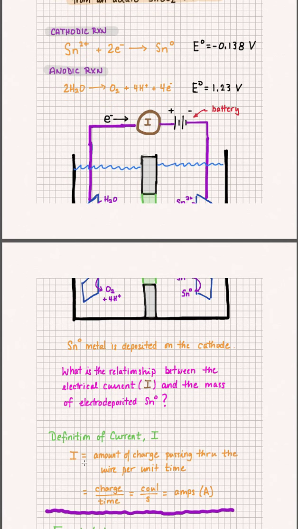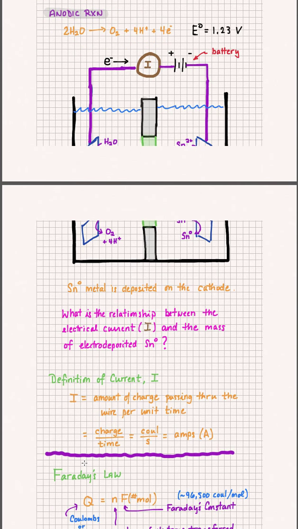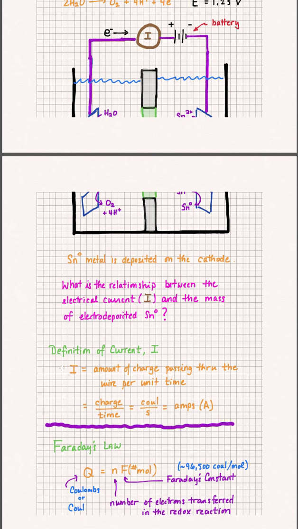What's the relationship between the electrical current, which is coulombs per second, amps? It's kind of strange for us chemists to think about things happening over time, but actually we did it when we talked about how fast chemical reactions happen. Here's a reminder of the definition of current, coulombs per second, measured in amps.